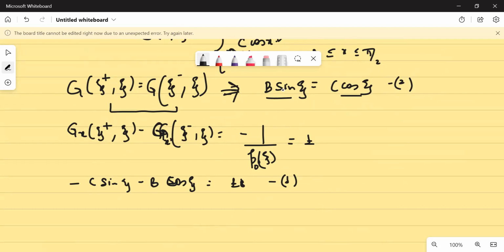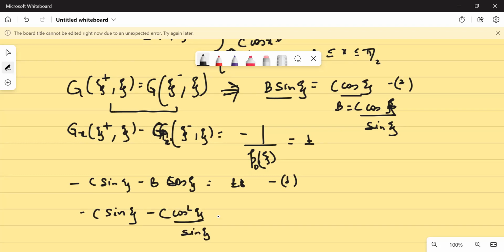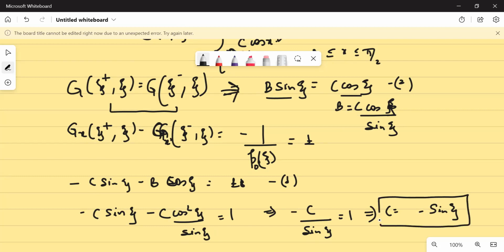So if I want to find what is my b, if b sine zeta is c cosine zeta, I can simply take b as c cosine zeta divided by sine zeta. These expressions are quite weird. I cannot help it. So it is minus c sine zeta minus c cos square zeta divided by sine zeta is equal to 1. And overall, I can write it as minus c upon sine zeta is equal to 1, which implies c is equal to minus sine zeta. So I found that my c is minus sine zeta. And if my c is minus sine zeta, that implies your b would be equal to minus cosine zeta.